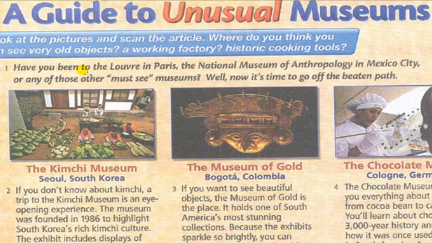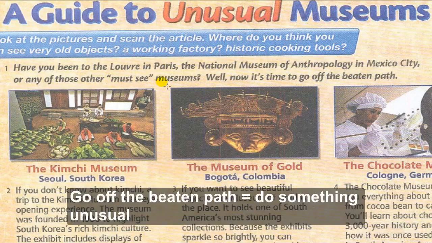Have you been to the Louvre in Paris? The Louvre Museum in Paris, the National Museum of Anthropology in Mexico City, or any of those other must-see museums, very famous museums that you must see. Well, now it's time to go off the beaten path. It's time to try something unusual.